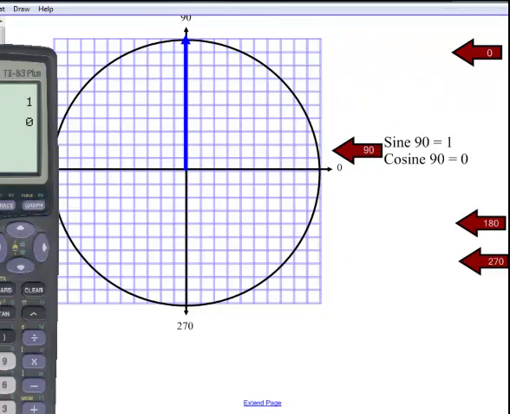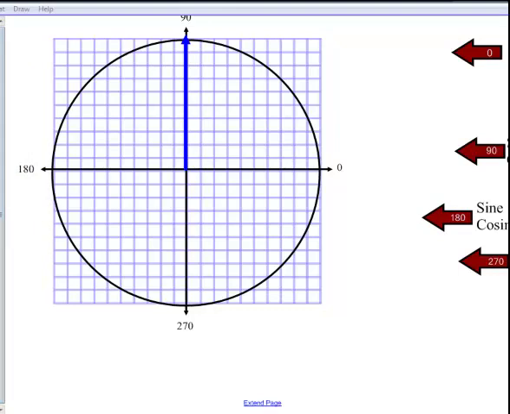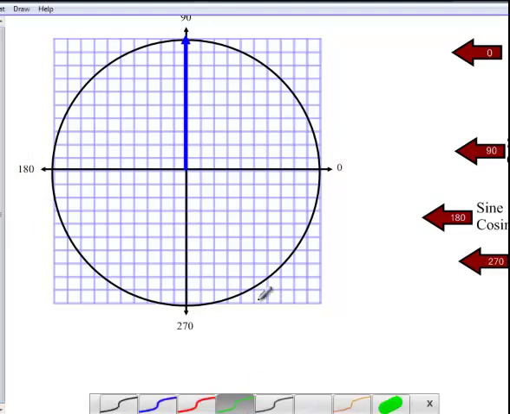Hopefully now we can fly through the rest of them. We can see next up is 180. So we got to figure out what the sine and the cosine of 180 is. All right, so I'm going to come over here and I'm going to open up my angle 180 degrees.